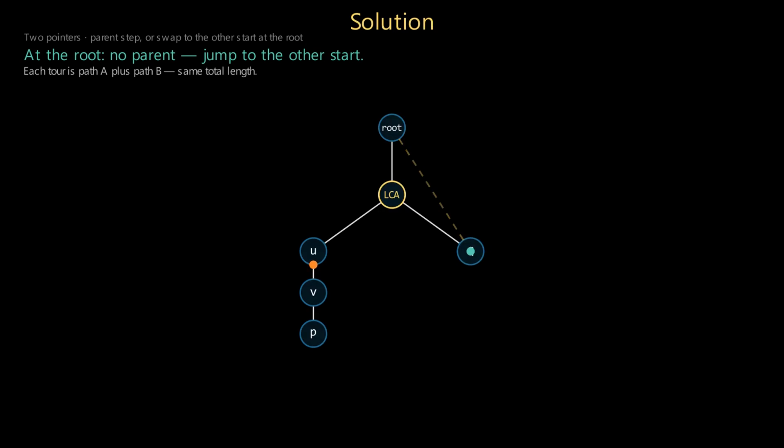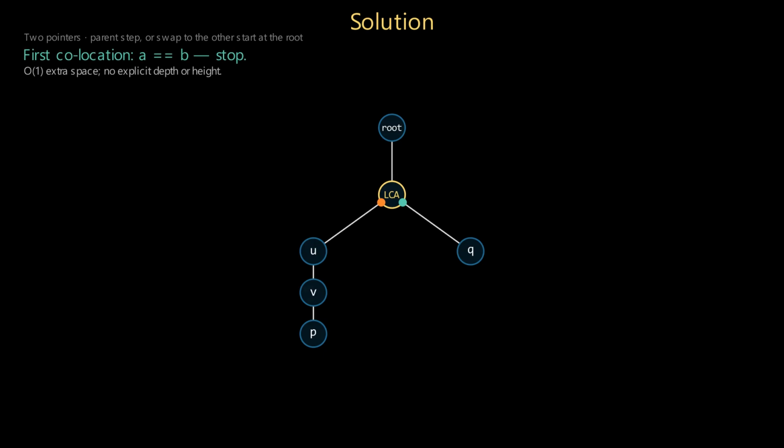Each pointer still does one step per tick, but each full tour is the path from P to the root followed by the path from Q to the root, and vice versa, so the combined walk length matches on both sides. From here the two markers stay in lockstep. They have both paid off the length difference by wrapping through the other starting node, so the next time they occupy the same node it will be on the same beat. That shared node is exactly where the upward paths first meet, the lowest common ancestor.